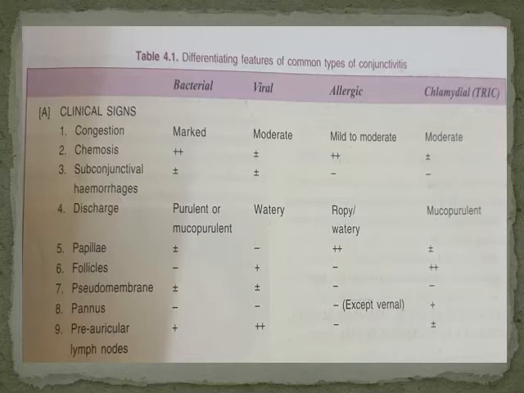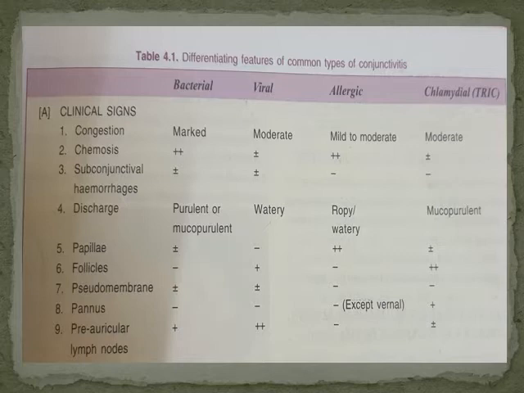infection. Looking at the signs, you can differentiate. The first is the congestion. In bacterial conjunctivitis, the congestion will be more marked. In viral, it will be moderate. In allergic conjunctivitis, it will be mild to moderate, and in chlamydial, it will be moderate again. Chemosis will be seen in bacterial and allergic conjunctivitis. In viral and chlamydial, it may or may not be present. Then conjunctival hemorrhages may or may not be seen in bacterial and viral conjunctivitis.